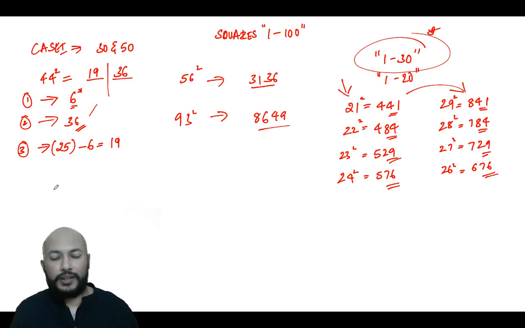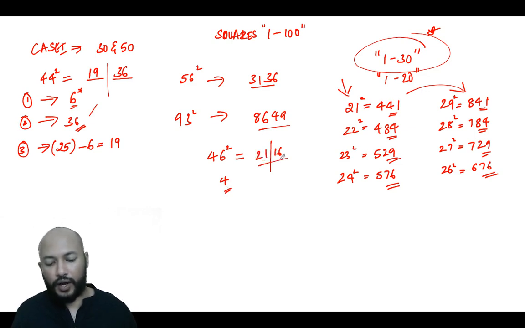We'll take one more example, don't worry. Let's say I'll take a simple example for understanding, then we can go for complicated ones. 46 square. What did I say? First step is you find how much this number is less than 50. How much is it? 4. Square that number, you have 16, right hand side of the answer. Subtract this 4 from 25, the magic number. 25 minus 4 is 21. You have 2116. That's your answer.